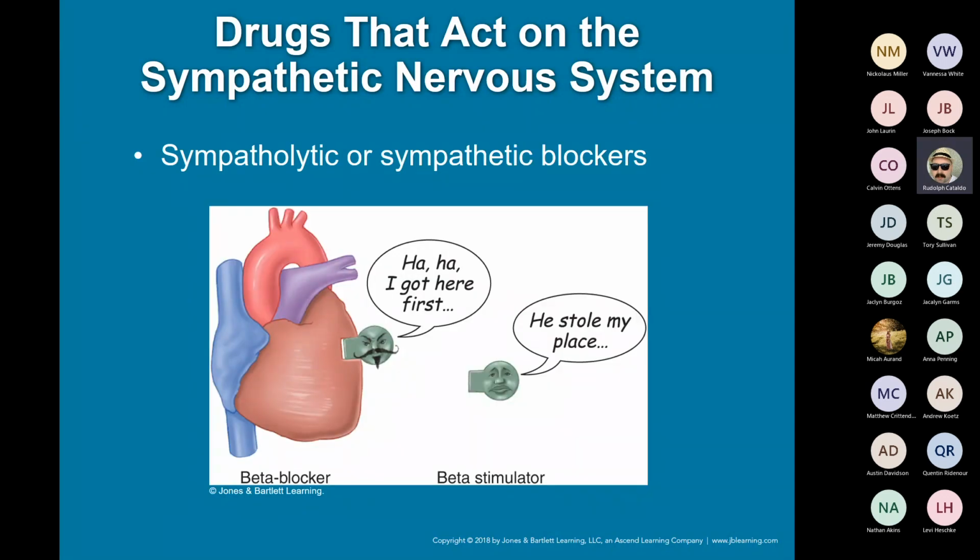Sympatholytics is the opposite of my sympathomimetic. It's literally there to stop the system. So if that would be me giving a drug to stop an adrenaline rush, because it's a lytic, it's paralyzing the sympathetic system.